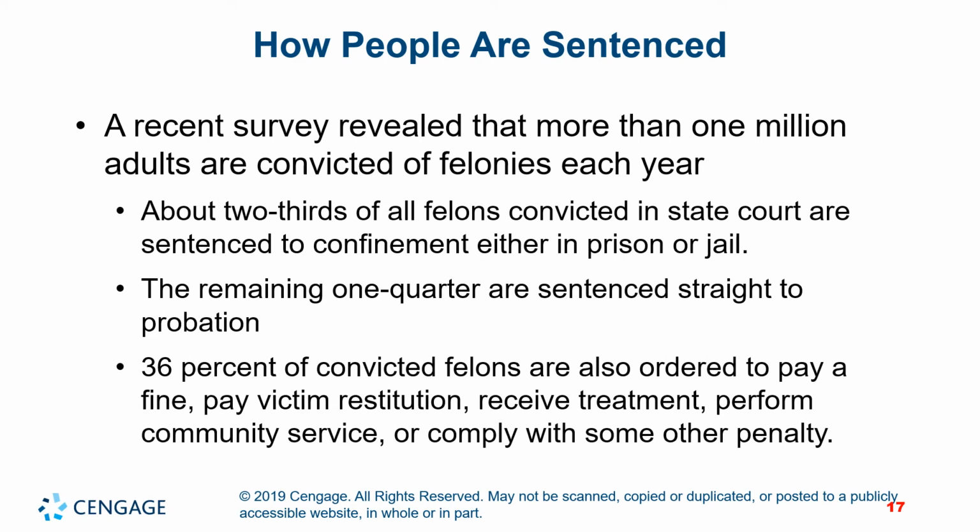In terms of how people are sentenced, a recent survey revealed that more than 1 million adults are convicted of felonies each year in the United States. About 2/3 of all felons convicted in state court are sentenced to confinement either in prison or jail. The remaining 1/4 are sentenced to straight probation. 36% of convicted felons are also ordered to pay a fine, pay victim restitution, receive treatment, perform community service, or comply with some other penalty imposed by the court.